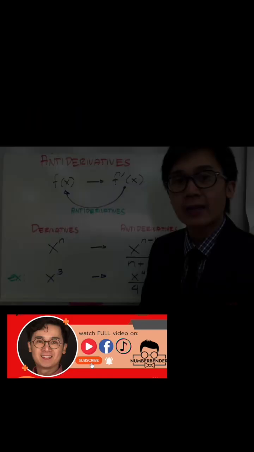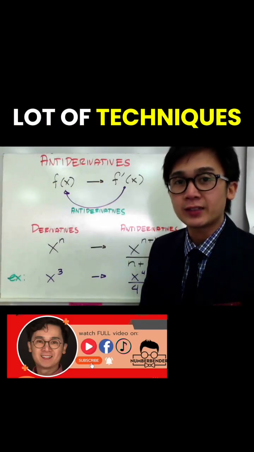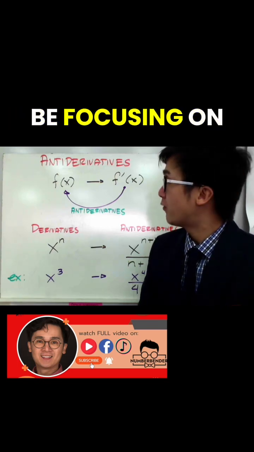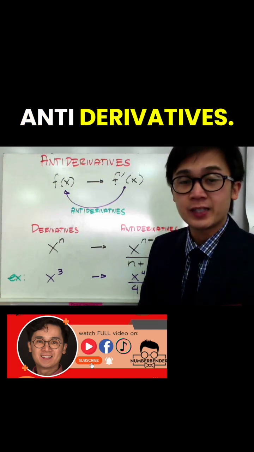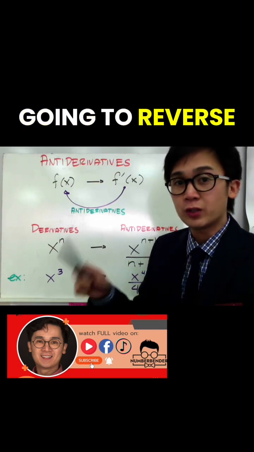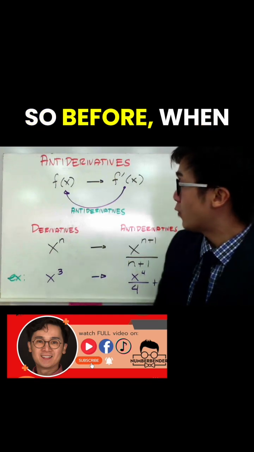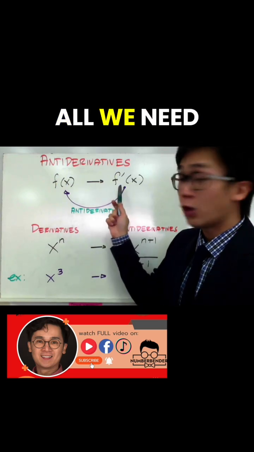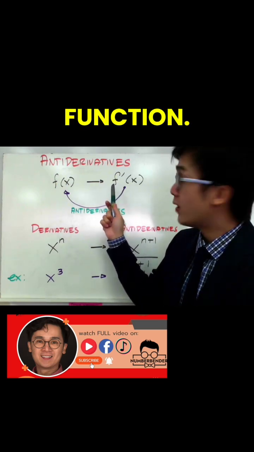In our previous lessons, we've learned a lot of techniques on how to find derivatives of a given function. Now we're going to be focusing on antiderivatives. So therefore, we're going to reverse the process. Before, when we were given f of x and wanted to find f prime of x, all we needed to do was find the derivative of the function.